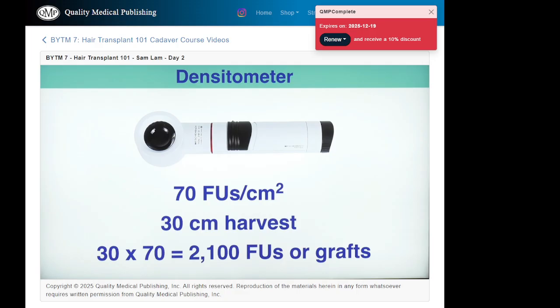But another way you can do it is use a densitometer. You even just have one of these, that little thing from Trivellini. Look in there and measure how many follicular units per square centimeter. And then let's say you're doing a 1 centimeter harvest. Well, if it's 70 follicular units per square centimeter, you're doing 1 centimeter multiplied by 30. You have a projected maybe 2,100 grafts. It's a way to project what you're doing. Again, I don't do it that way, but this is one of two ways.